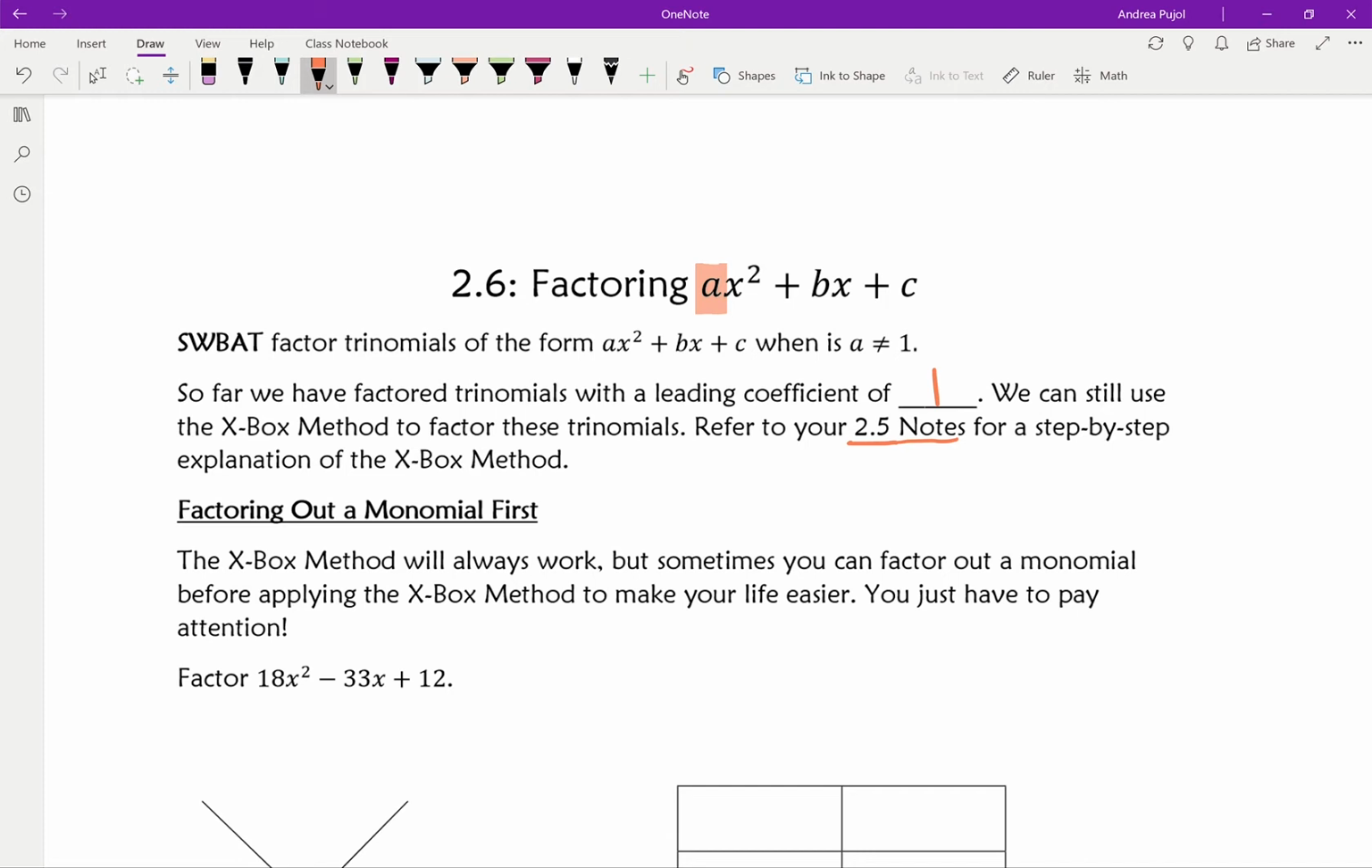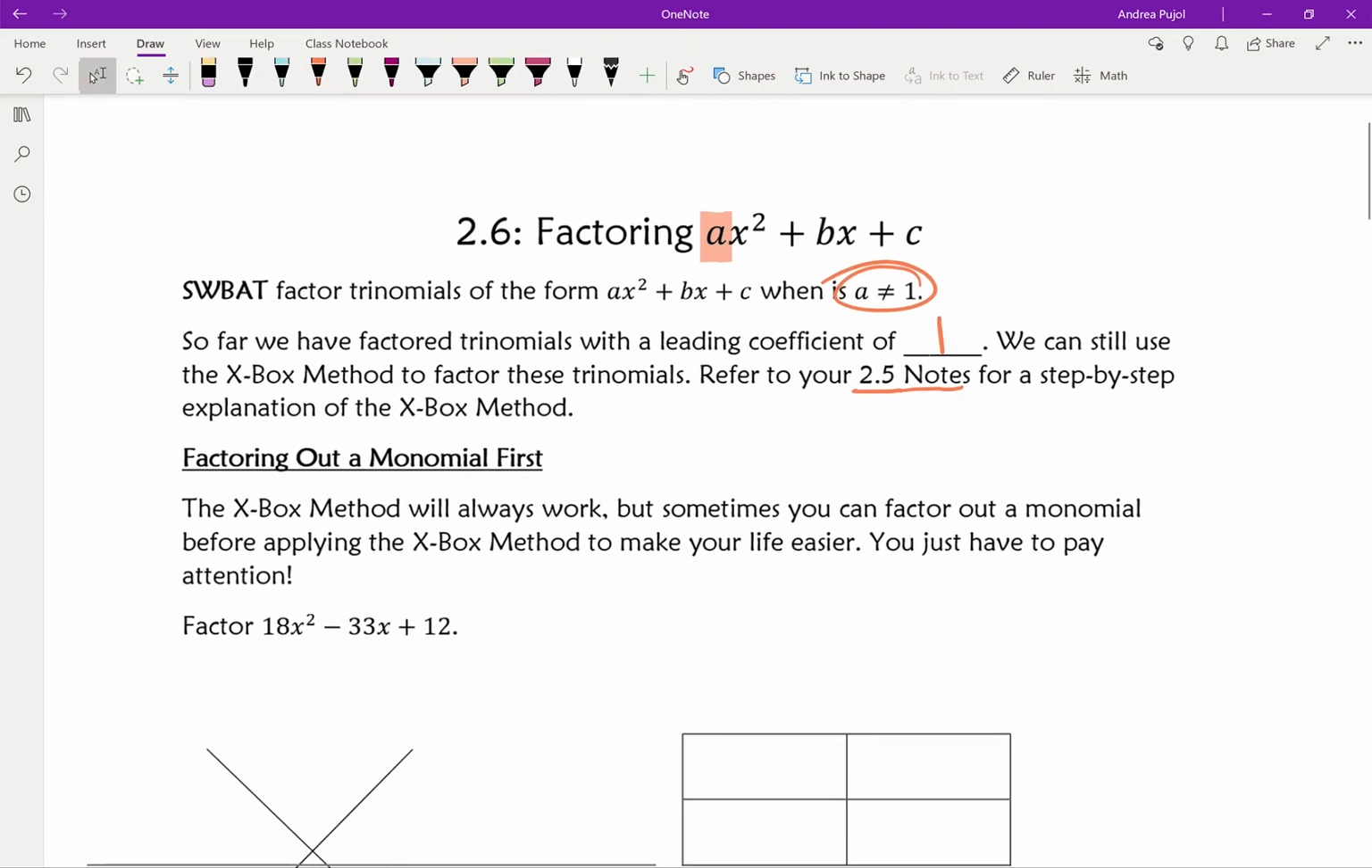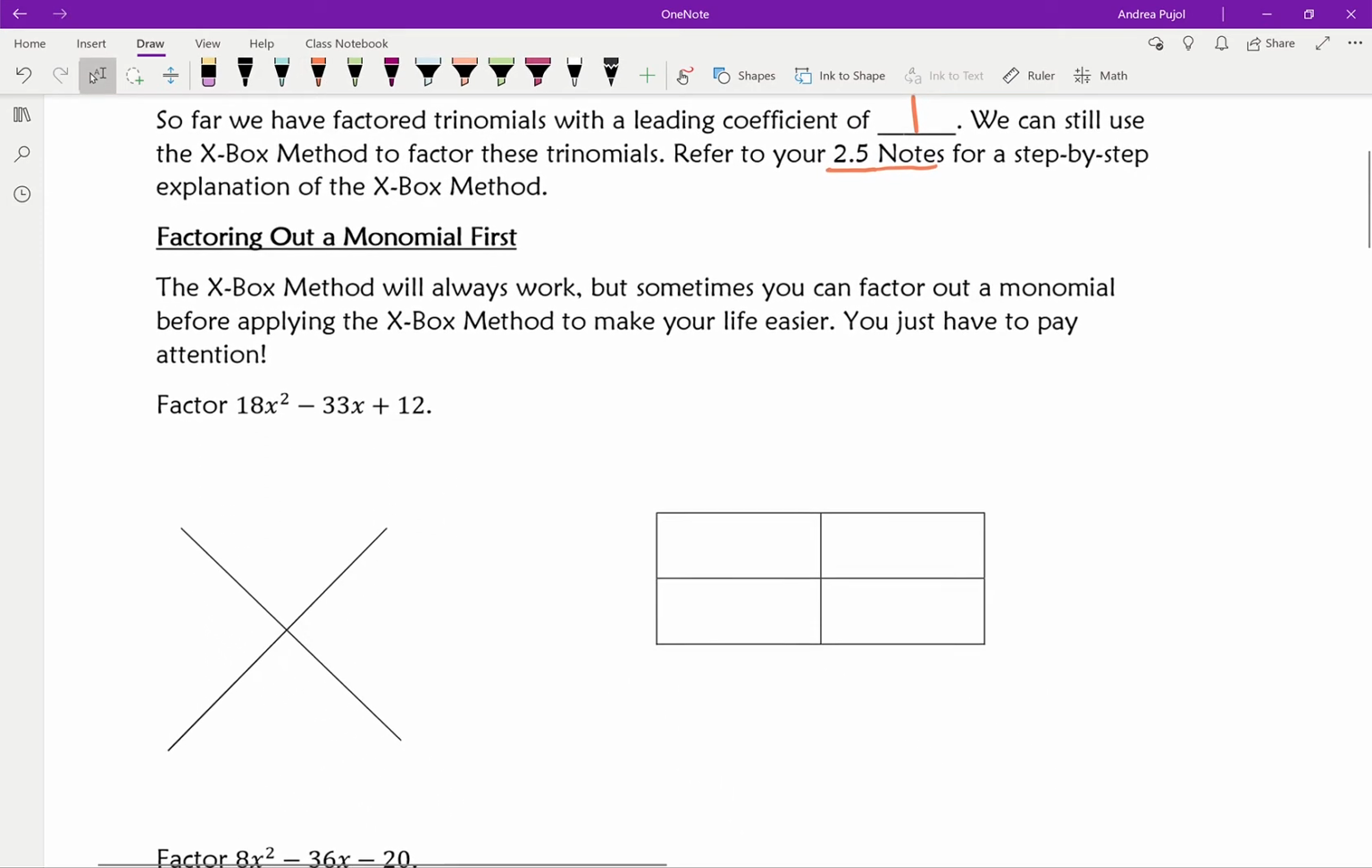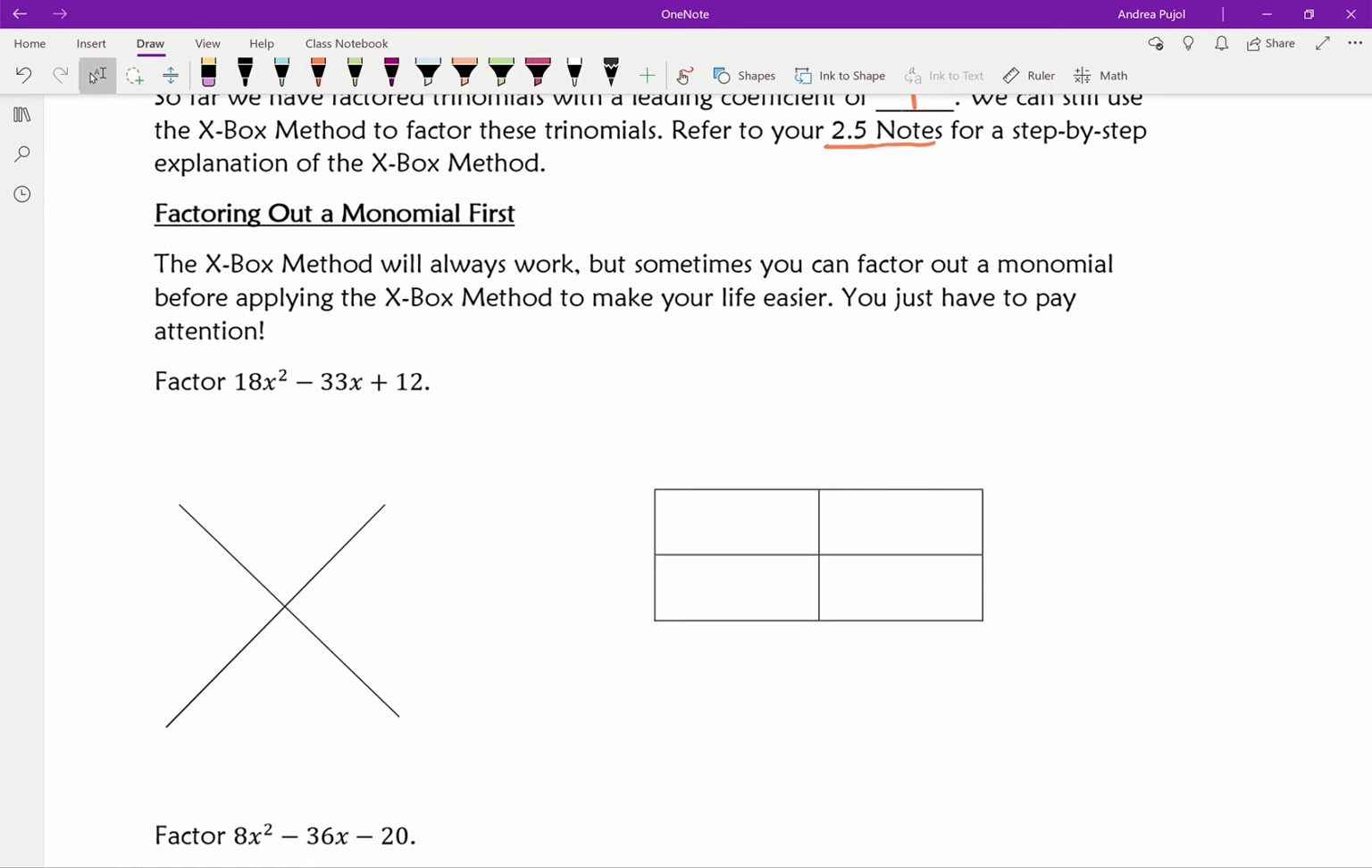In your 2.5 notes are the step-by-step instructions and explanation examples that we looked at. But now we're going to factor polynomials that have a leading coefficient that is not 1. The process that we use for this is going to be the same as what we did in 2.5, but now is when the box can really come in handy. The first thing I'm going to do, whenever I need to factor something, is see if I can factor out a monomial first. The Xbox method will always work, but sometimes you can factor out a monomial before applying it to make your life a little easier. You just have to pay attention.